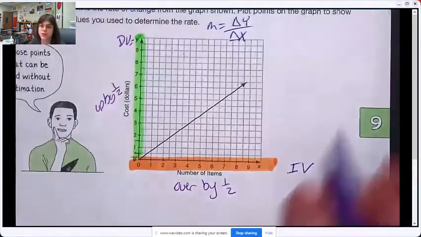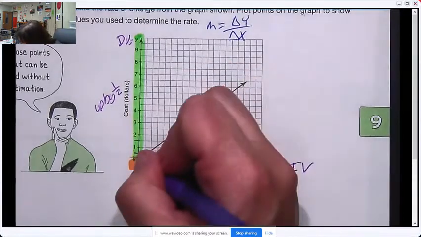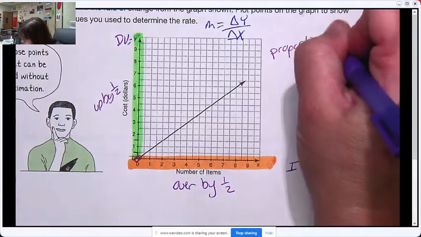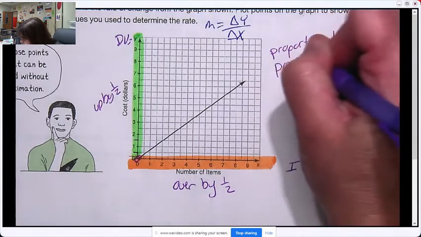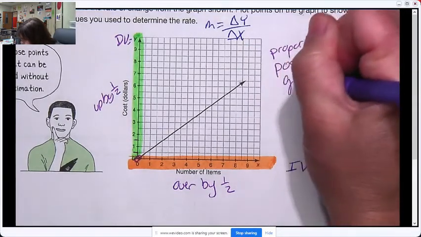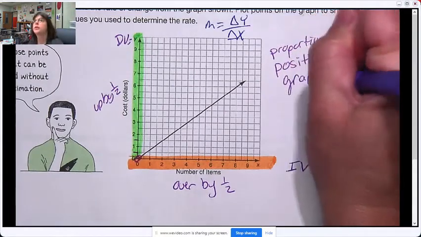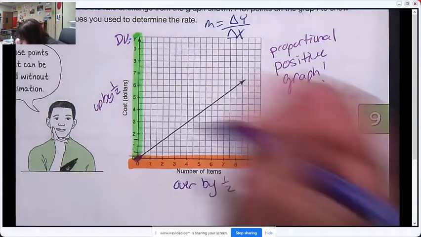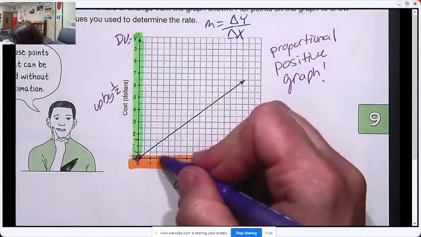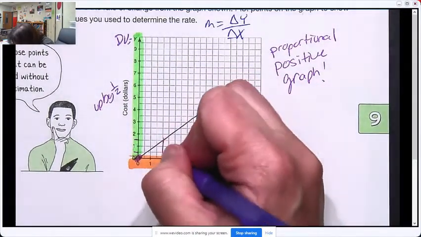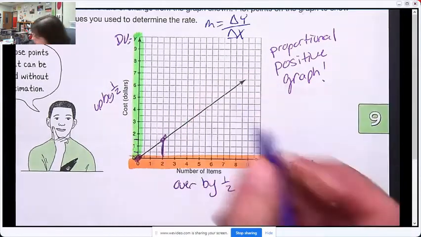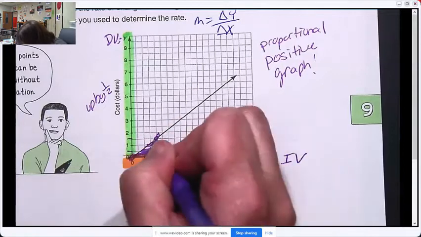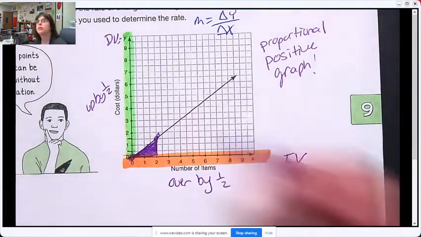Okay, and I need to find 2 points to make my triangle. So I'm going to use 0, 0. Hopefully you see that this is a proportional and a positive graph. So proportional and positive. So I'm going to put a point at 0, 0. 1's not a good one, 1.5's not a good one. I'm going to probably use 2. So I'm going to put another dot at 2. And then I'm going to shade this in.